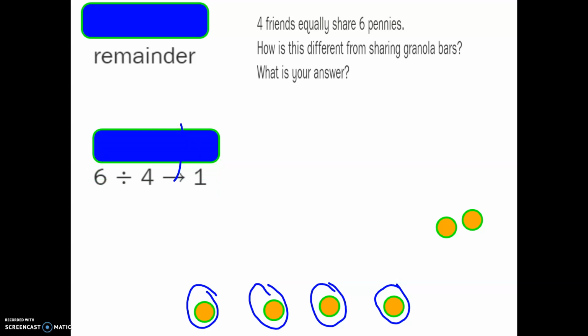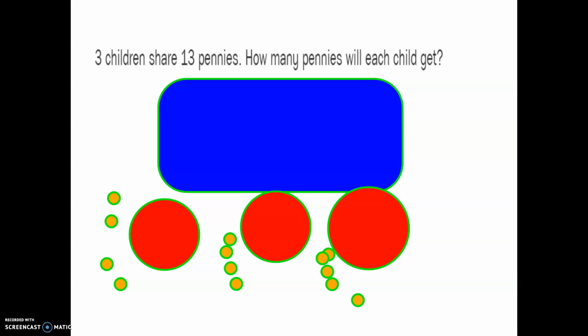Now, when we are writing a division problem and we have some left over, it's going to be 6 divided by 4, because those are what we're working on. 6 pennies divided by 4 people. That arrow means the same as an equal sign. So 6 divided by 4 equals 1 whole, plus we have some left over. We have a remainder. So we make a capital R, and then the number that's left over or remaining.